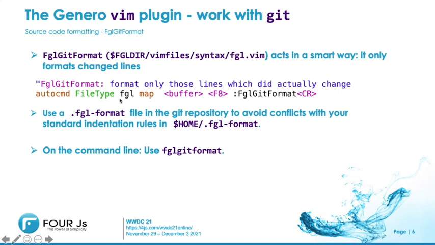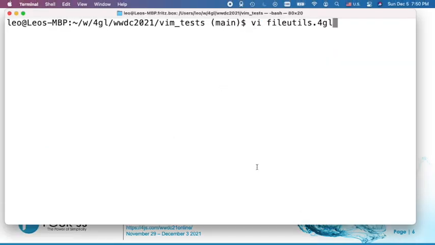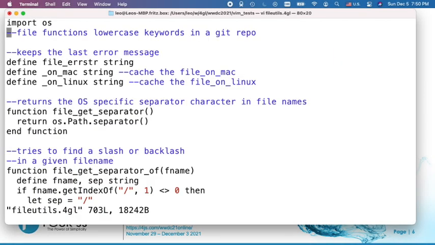You can map it to a certain key, here in this example, the F8 key. And then if you hit this key, only the lines are formatted which have changed in comparison to the repository content. Small demo. Going back to my file.